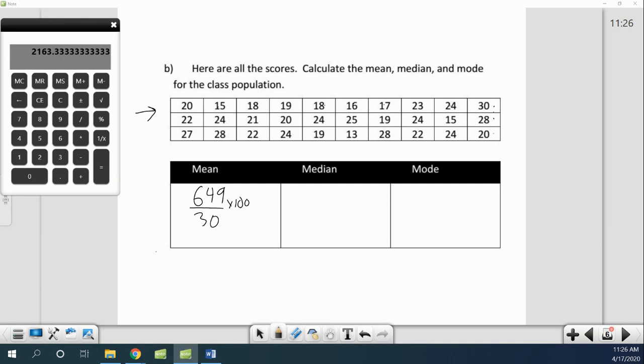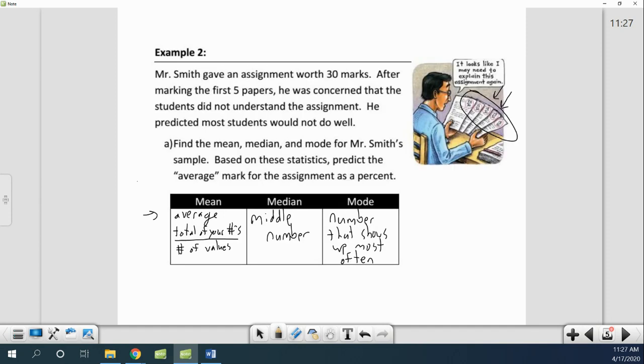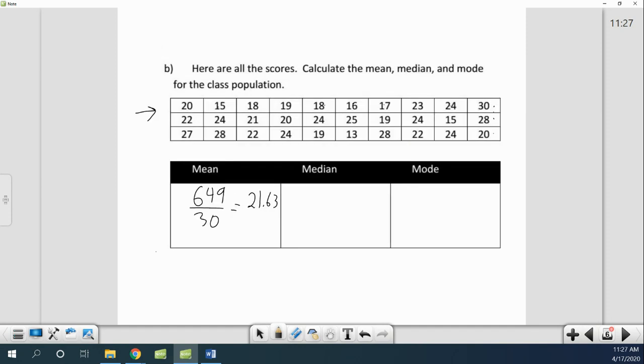So the average for this class, whoa, that's not right. Clear that. 649 divided by 30 times 100. Oh, I don't have the times 100. I'm not doing a percentage. I'm finding their mark. Whoops. Yeah, so their average mark is 21.63. There, that's the average mark on this test. 21.63 out of whatever the test is out of. If we go back and look, the test is out of 30. So you could do 21.63 divided by 30 again if you wanted a percent, but that is your average mark on that test in terms of the mean.